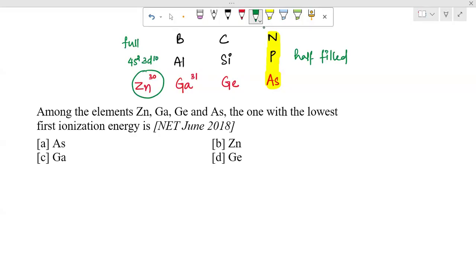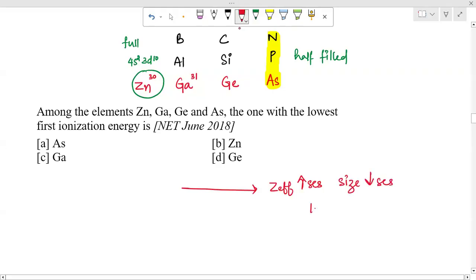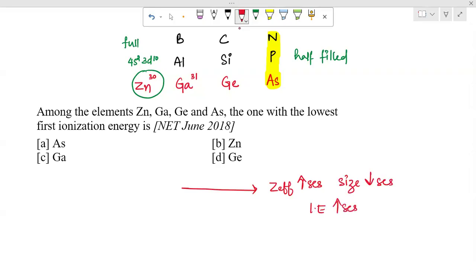So now let's look at the general trend. As we move from left to right along a period, Z effective increases. As a result, size decreases, and if size decreases, ionization energy increases. So if you compare gallium and germanium, gallium will have lower ionization energy than germanium, and hence the correct answer to this question would be gallium. Option C would be the correct answer.